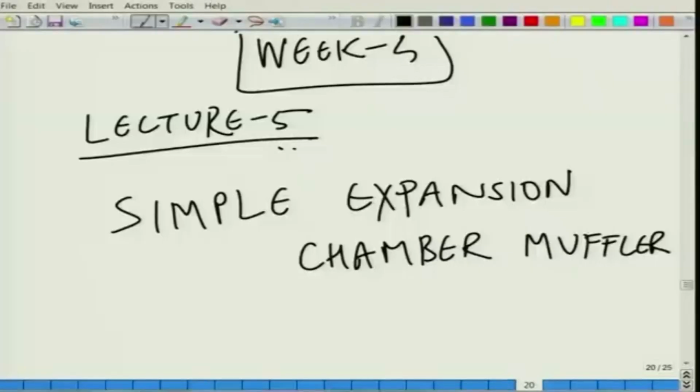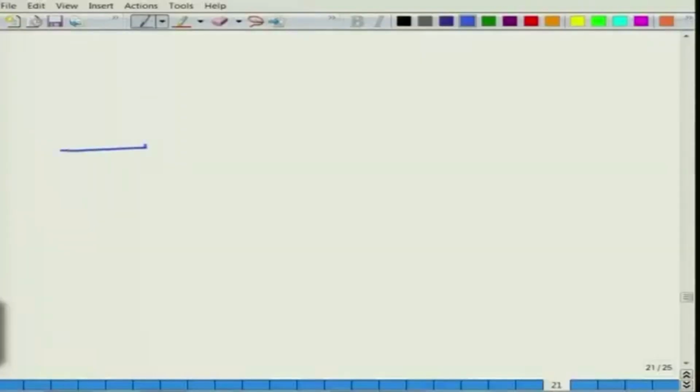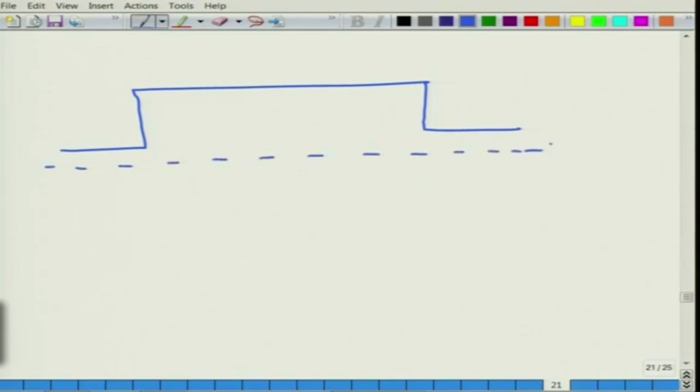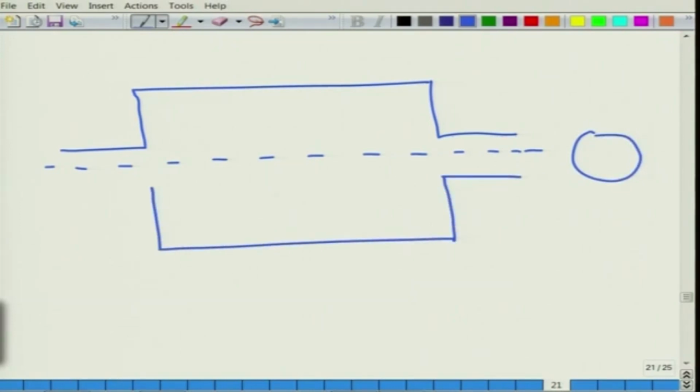Welcome to lecture 5 of week 4 on this NPTEL course on muffler acoustics. We will do things like simple expansion chamber, which is really the most fundamental muffler element that is used. So, basically, as you can now guess, a simple expansion chamber looks something like this, and here you have something like this.